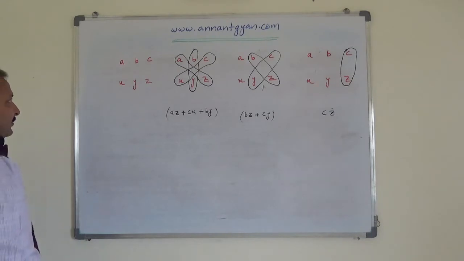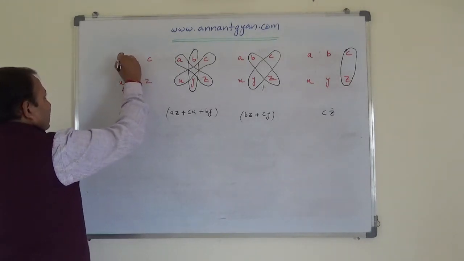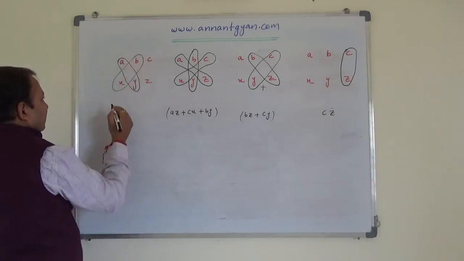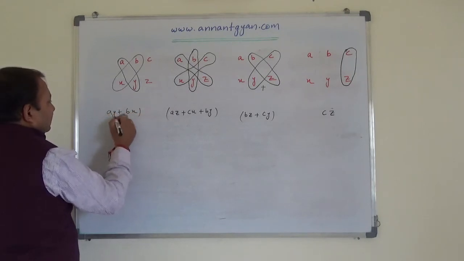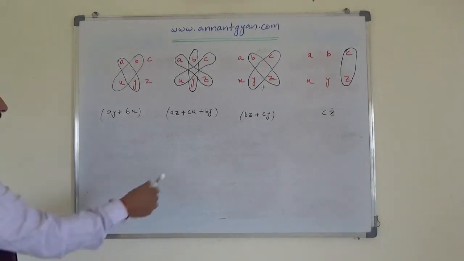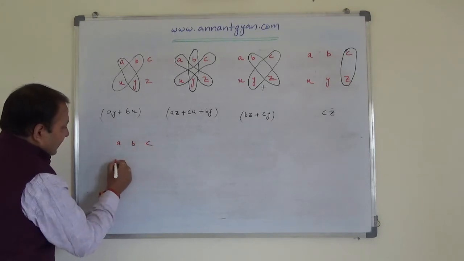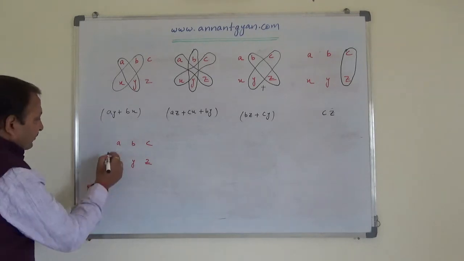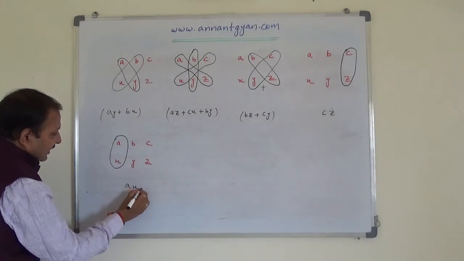In the fourth step, we shall multiply A with Y and B with X, and we shall write this as AY plus BX. And the last step, this is A, B, C, X, Y, Z. In this last step, we shall multiply both 100 place numbers together. So it becomes AX.